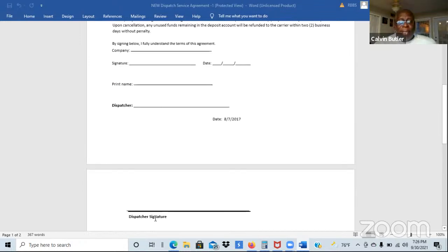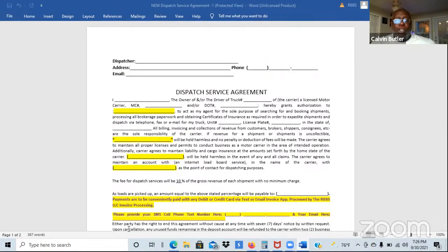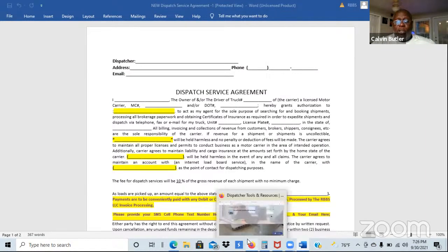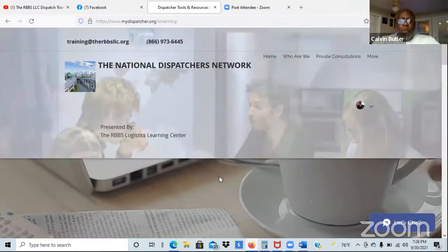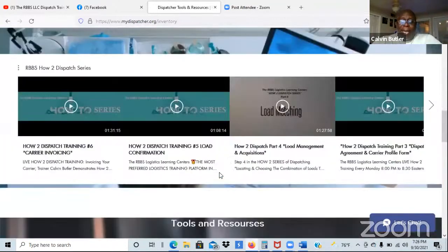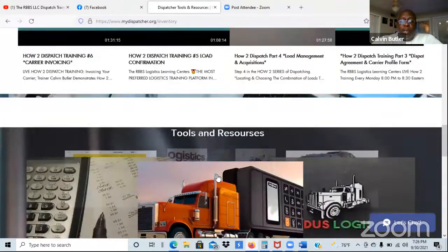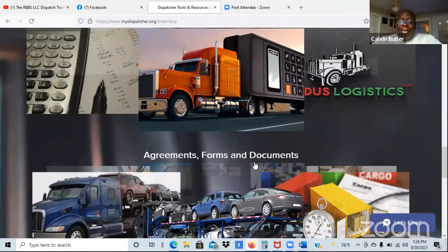So there you have it. That is your dispatch agreement. This is what you use to dispatch freight when you're sending stuff over to your clients. All right, but that is what you use, okay? Now, again, where do you find this? You find this in your back office site under agreements, forms, and documents.